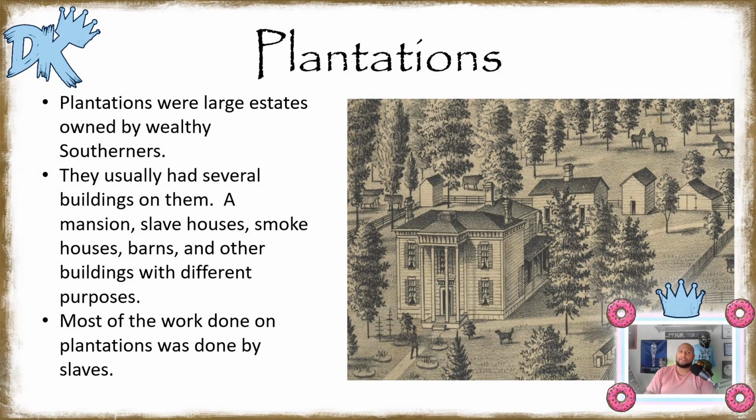First and foremost, plantations were largely estates owned by very wealthy Southerners. When we're talking about wealthy, we're talking really rich. These people would own hundreds, if not thousands, of acres of land, and they were able to produce large amounts of these cash crops. They usually had several buildings on them: a mansion, slave houses, smokehouses, barns, and other buildings used for different purposes.